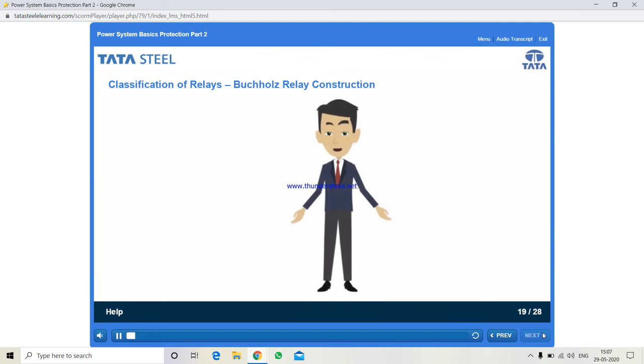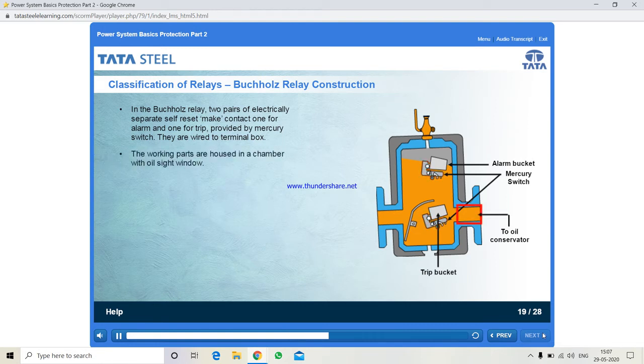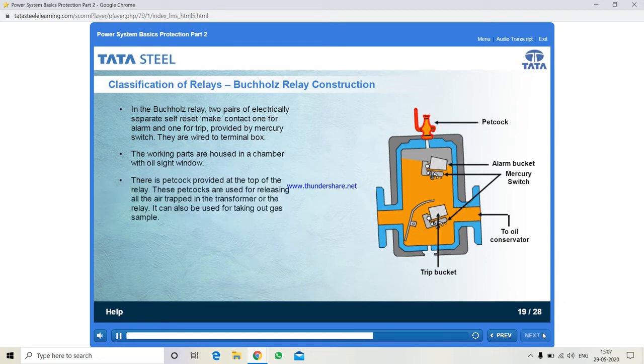Let us take a look at the cross-sectional image of the Buchholz relay. As you can see in the Buchholz relay, there are two pairs of electrically separate self-reset make contacts, one for alarm and one for trip, provided by the mercury switch. They are wired to a terminal box. The working parts are housed in a chamber with an oil sight window. There is a pet cock provided at the top of the relay. These pet cocks are used for releasing all the air trapped in the transformer or the relay. It can also be used for taking out gas samples.